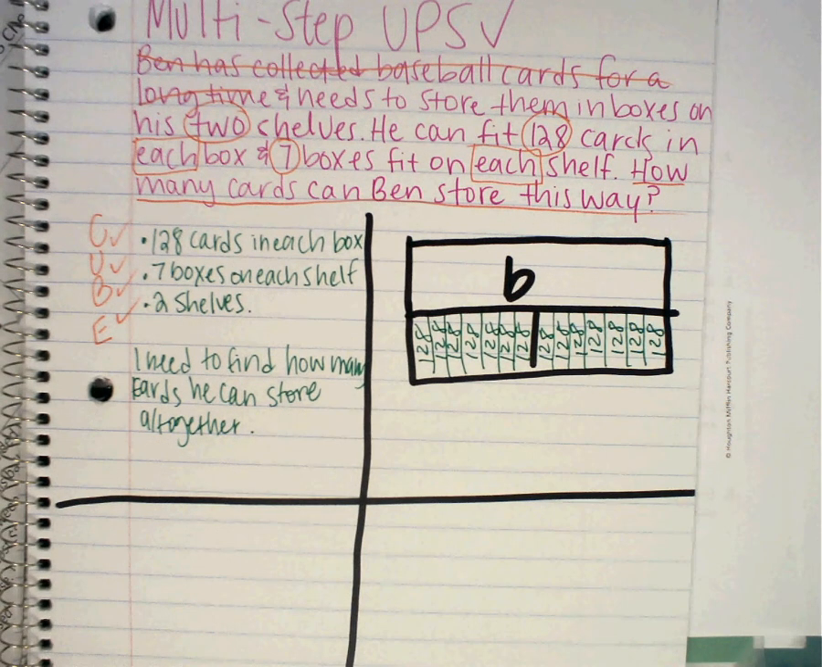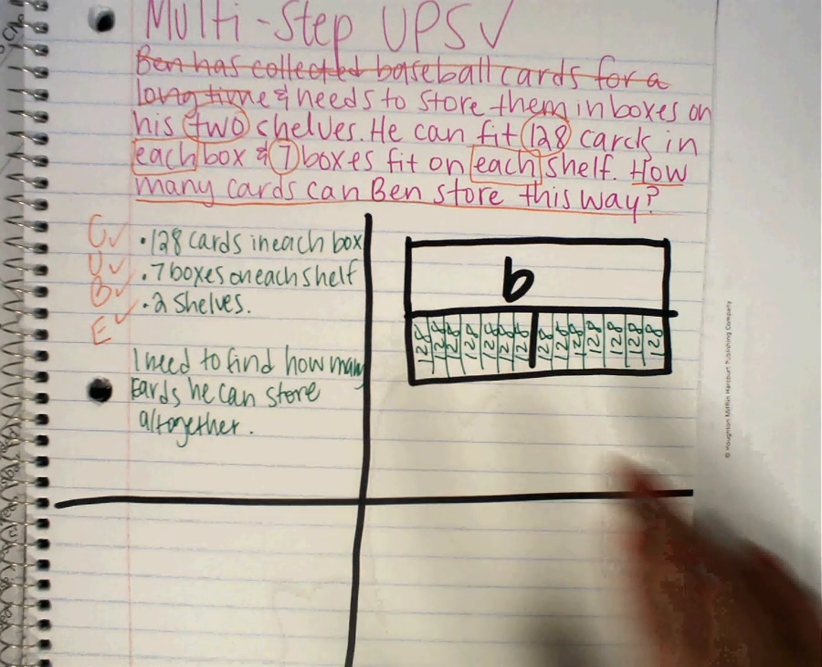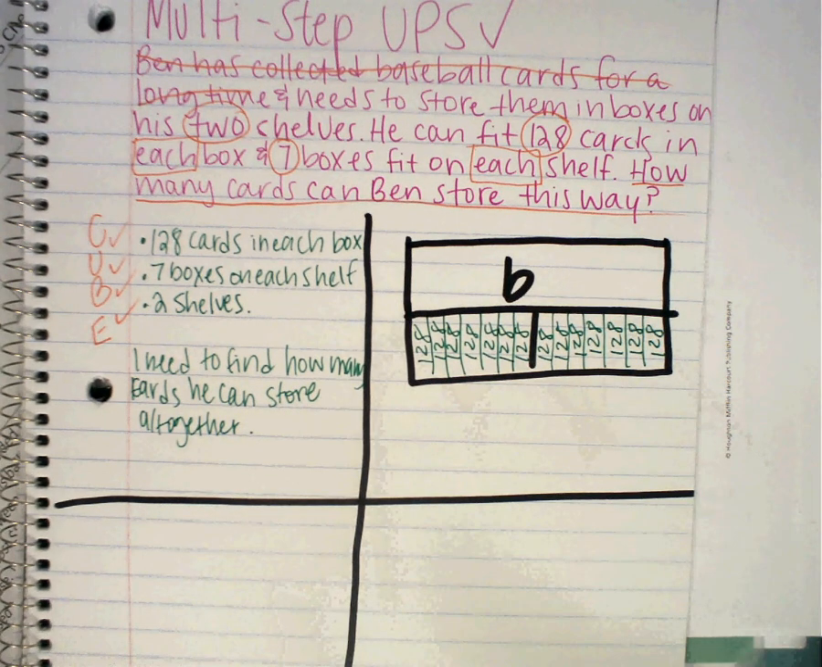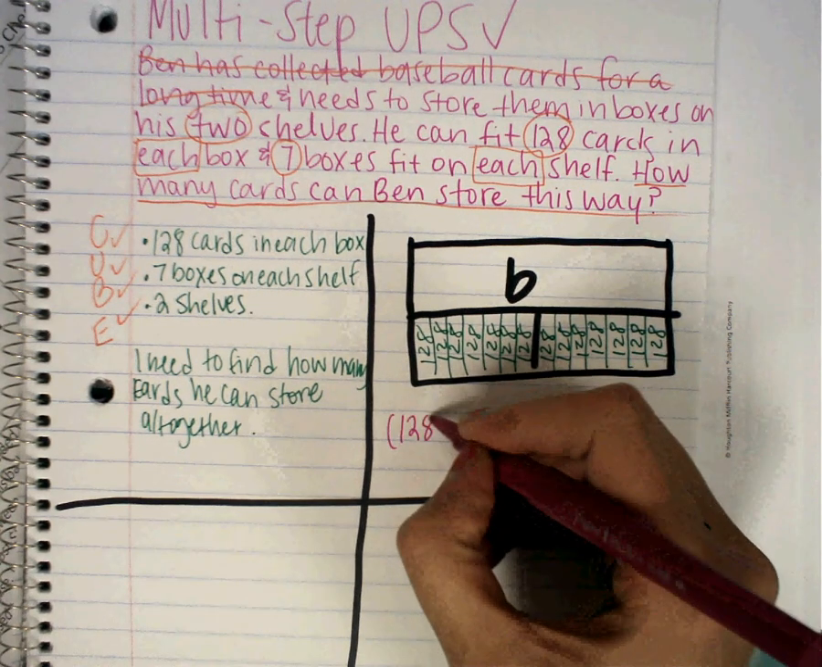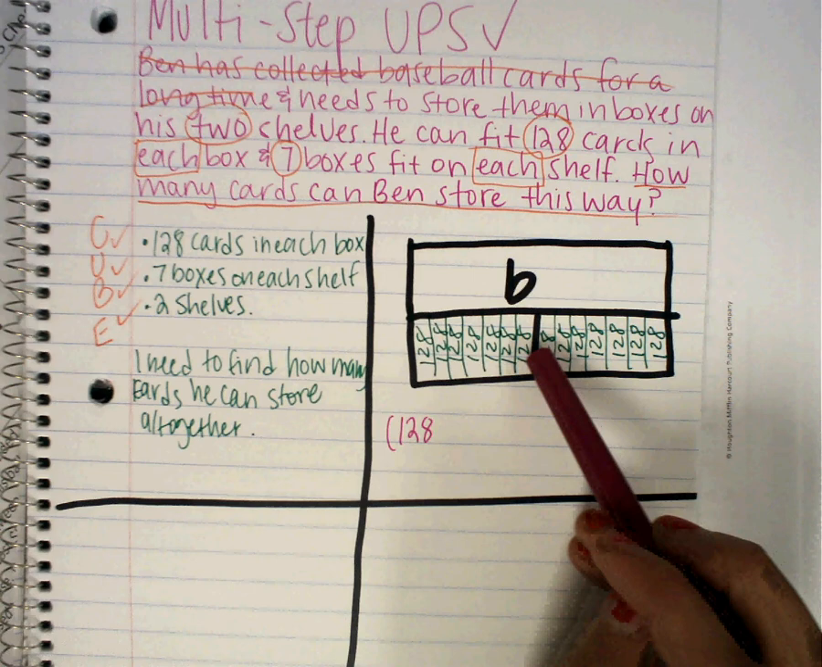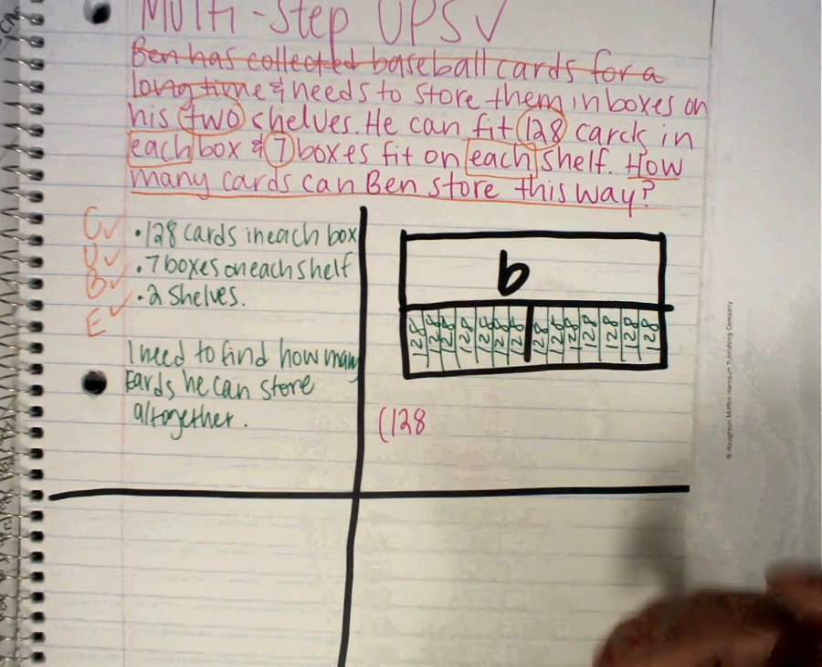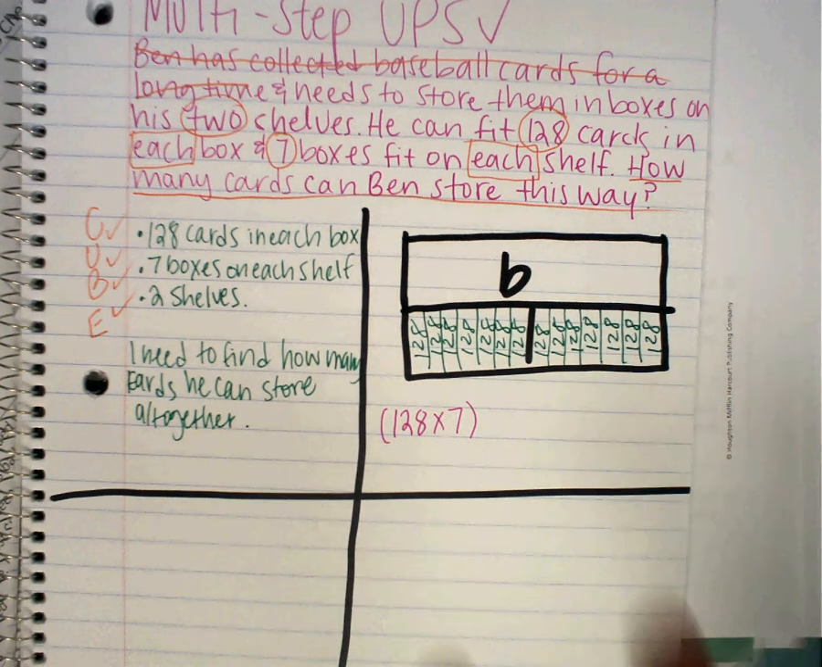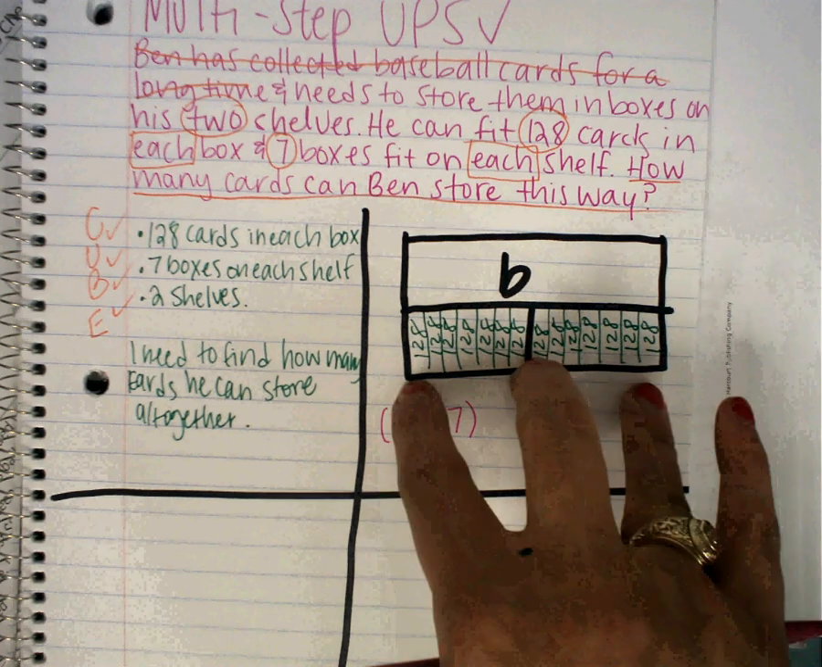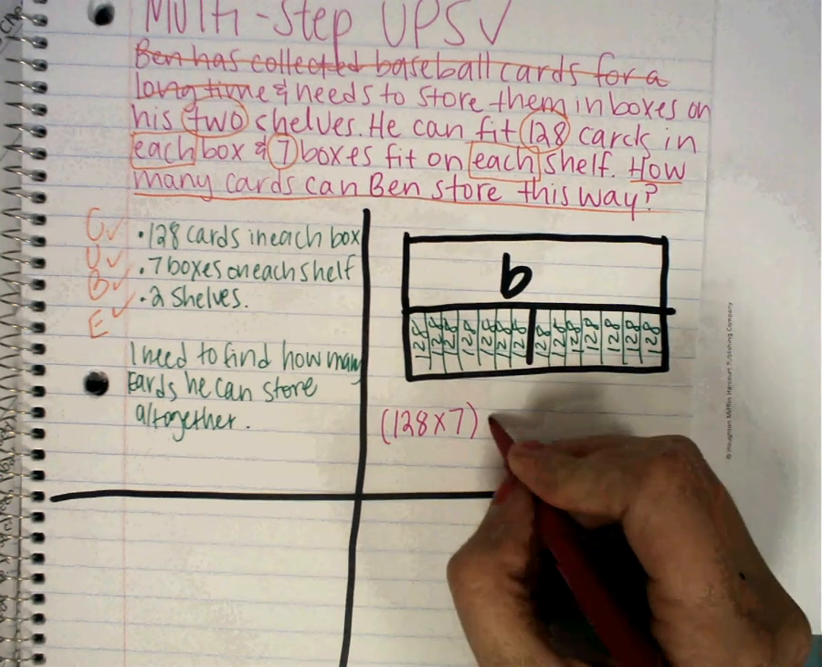So we need to, rather than just adding all of these though, what else could we do? Could we multiply, maybe? Multiply 128 times however many boxes there are. How many boxes are right here? 7, right, on this shelf. 128 times 7, okay? And whatever that number is, well, if it's the same thing over here, I'm just going to double it, right? So doubling it means times 2.